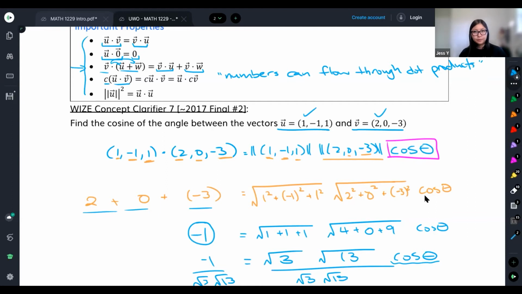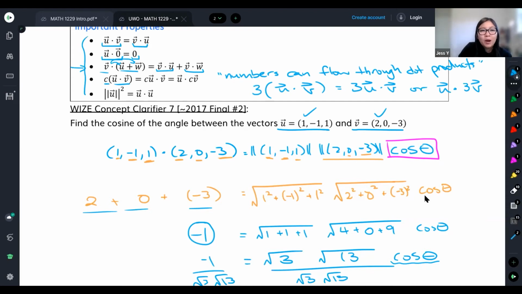Because what's going to happen is on the final exam, they could ask you some property questions. Instead of memorizing all the different properties, because it's hard to memorize and hard to apply them, just know that numbers can flow through the dot product. Meaning if you have, for example, 3 times u dot v, this number can go in wherever it wants. So you can do 3u dot v, or you can do u dot 3v. So this number can flow throughout, where it can go wherever it wants in this dot product, okay? Guess what? It's the same for cross products, but we're going to see that later on.